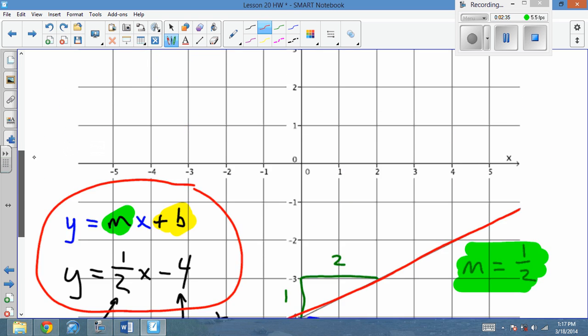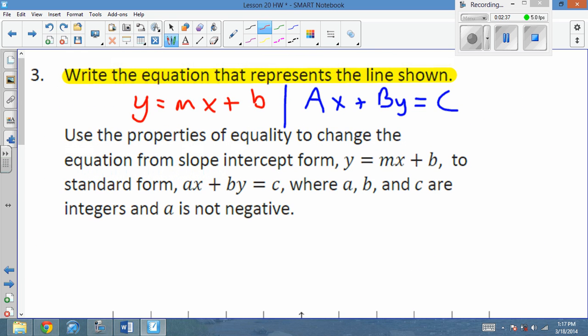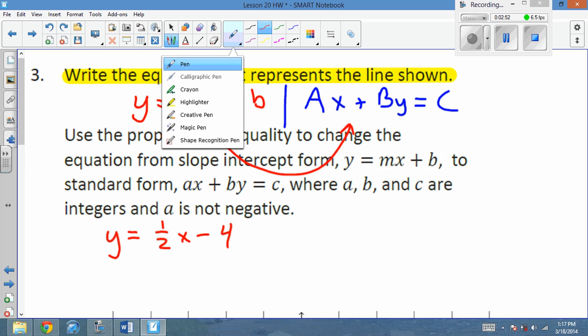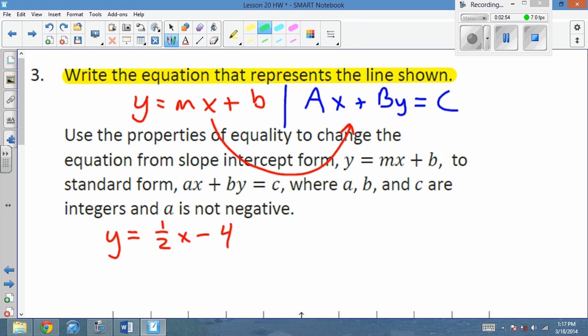Now, if we go up here and take a look at these particular instructions, it asks us to do something with this equation. It asks us to take this equation, y equals 1/2 x minus 4, and convert from this form to this standard form given some special criteria. Once we're in standard form, we need our values for a and b and c to be integers, meaning whole numbers, and we also have to note that the value in front of x, or our a value here, cannot be negative, so that needs to be positive.